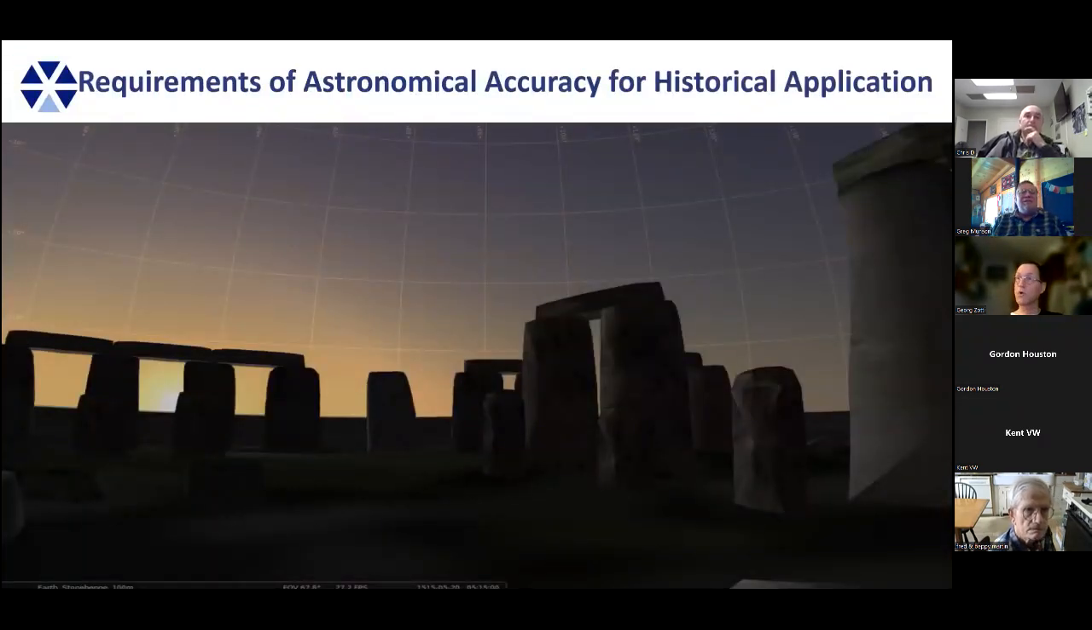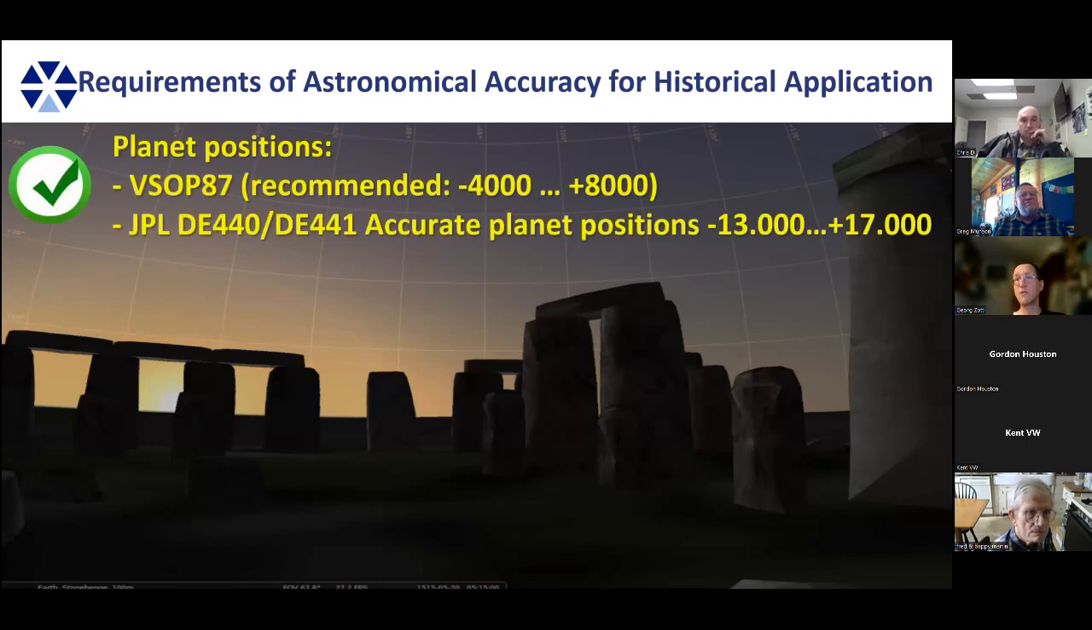Now, what do we need for such a simulation program? I would say we need accurate planet positions. Stellarium for ages has used VSOP87, the classical model. We have now added the possibility to also read the JPL DE440 and DE441 computations that provide planetary positions for the years minus 13,000 to plus 17,000. That means it's quite some time span.